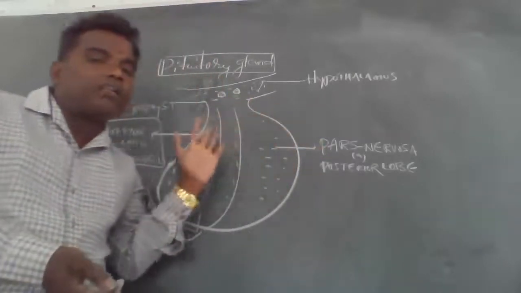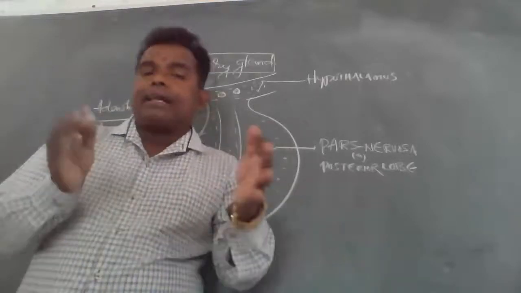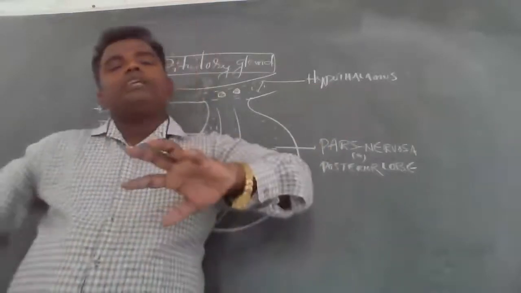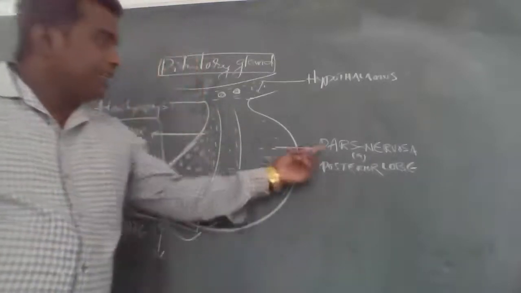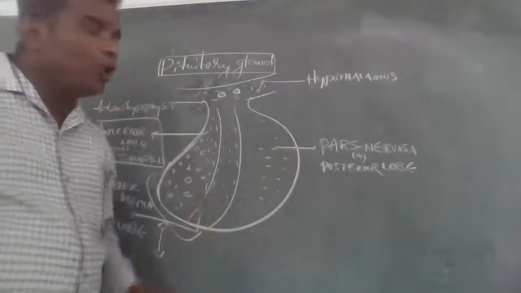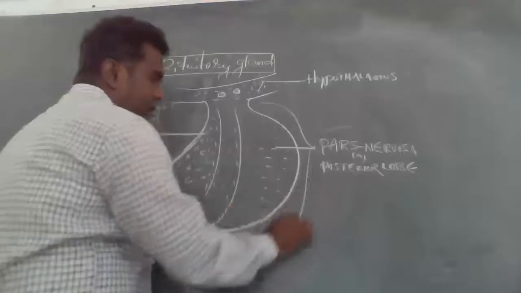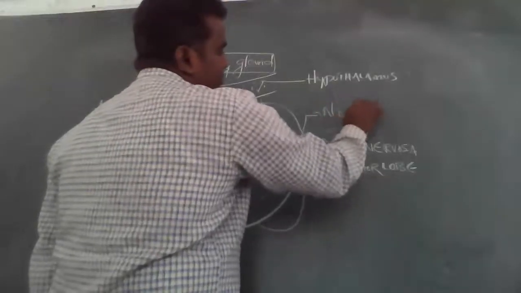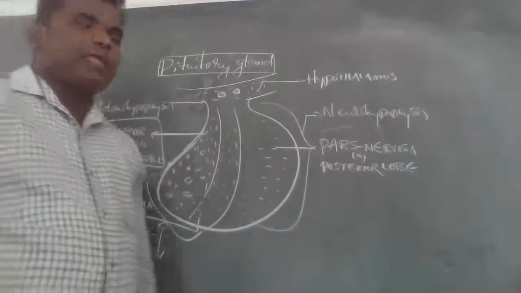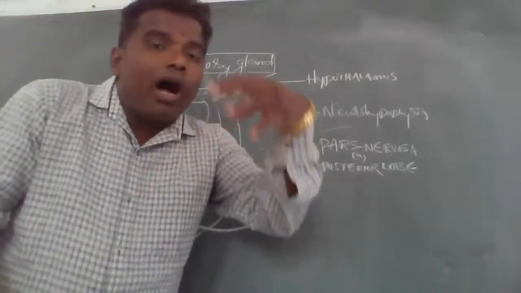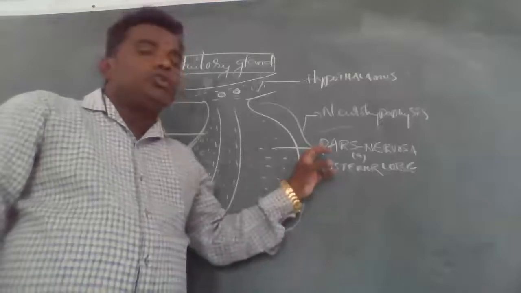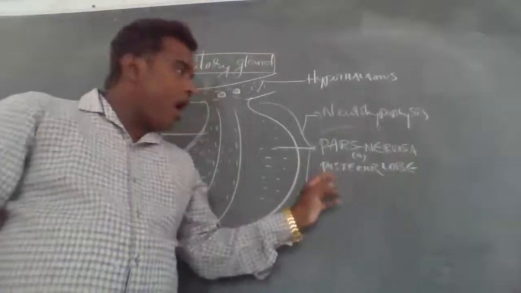The adenohypophysis is called pars tuberalis or the anterior lobe, and the intermediate lobe is the middle lobe. Next, the infundibulum contains the posterior lobe, called pars nervosa. This part is called the neurohypophysis. In the neurohypophysis, the lobe present is called pars nervosa or the posterior lobe.